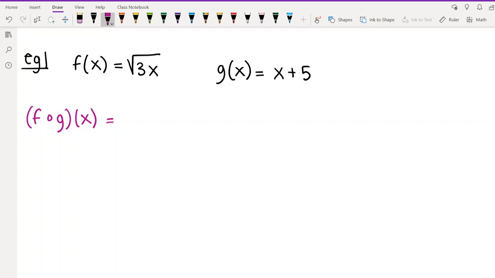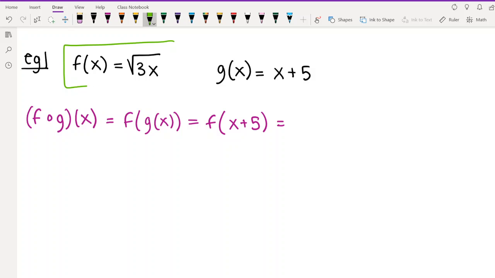Okay, so let's start with f of g of x. We're going to put f on the outside, and g is going to get plugged in. And so we're going to end up with f of x plus 5, right? Just replacing g of x with the formula for g of x. And so what does the function f do? Well, we're supposed to take our input, multiply it by 3, and take the square root. So we have to do that with x plus 5, right? X plus 5 is what we're going to be putting in for our input.